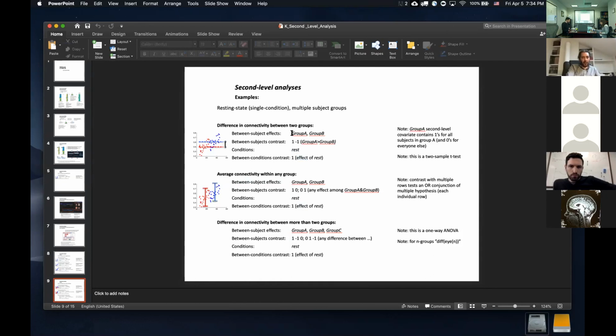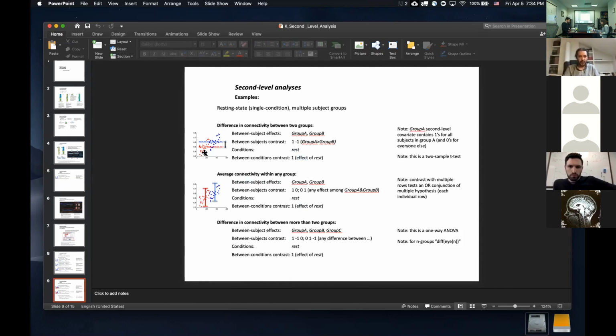You specify a model that has two covariates, and these are dummy covariates for every individual group. You have a group A covariate and a group B covariate, and then you enter a 1 -1 contrast. The reason is that when you have this design matrix, you have two columns in your design matrix, and you're going to get two regressors.